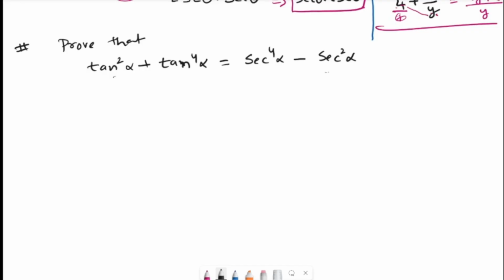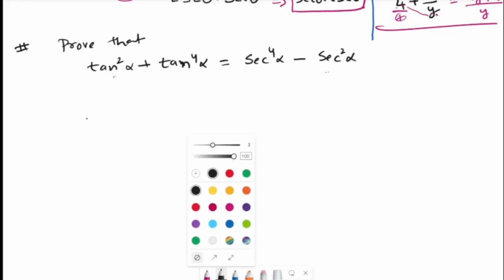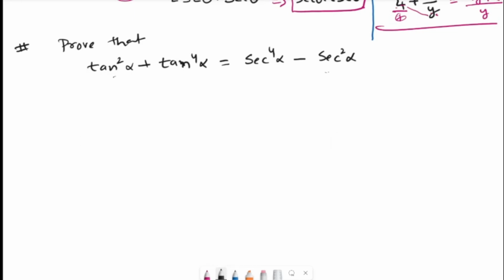Okay, let me just do this. Now, if you look closely, the answer is in terms of secant. The question is in tan square. Recall the formula which deals with tan square and secant square.